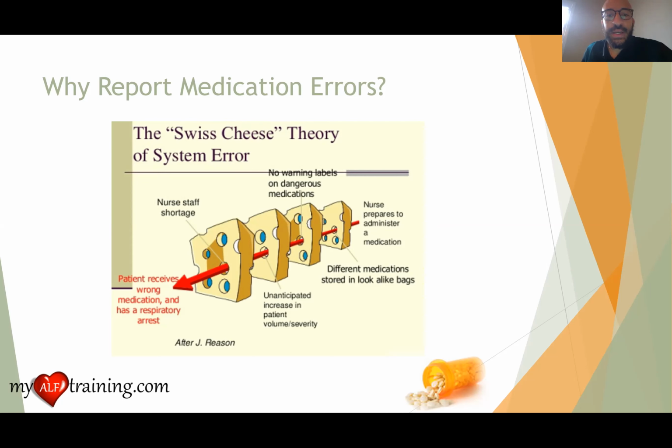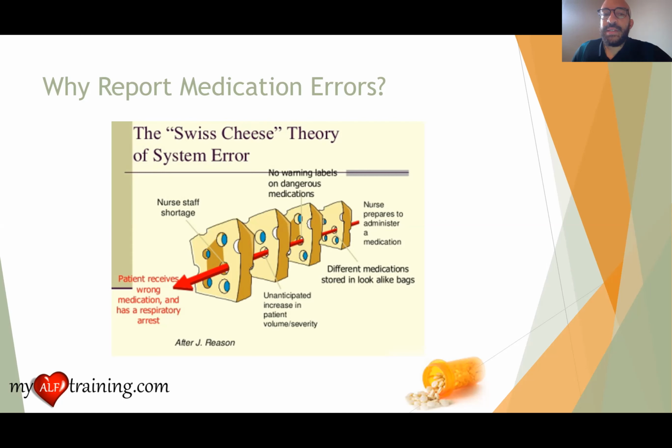So the next, oh, I'm sorry, I missed one. Right before that, it says different medications stored in look-alike bags. I already showed you how similar vials can look, so that can be done very easily. So, no warning labels on dangerous medications. The medications were stored in lookalike bags, and then the third slice of Swiss cheese, an unanticipated increase in patient volume slash severity.